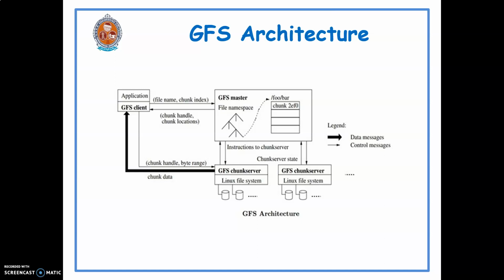Chunk servers are the core engine of the GFS. They store file chunks of 64 MB. Chunk servers coordinate with the master server and send requested chunks to the client directly.